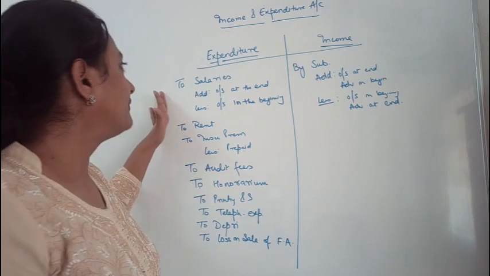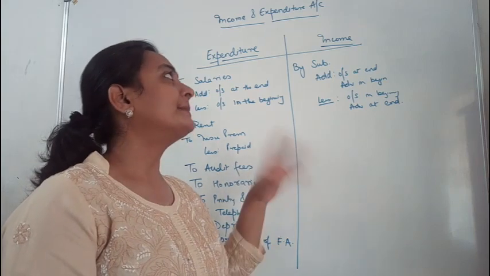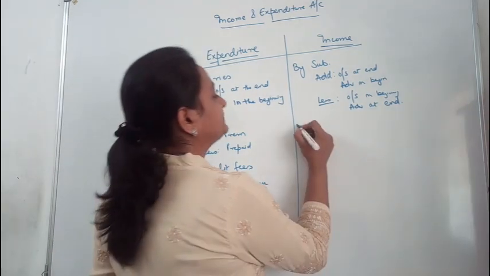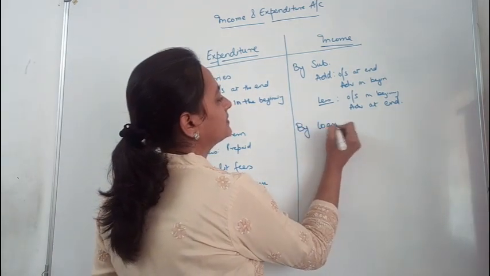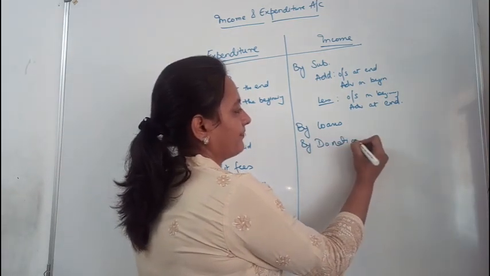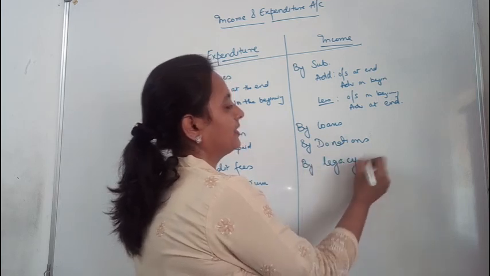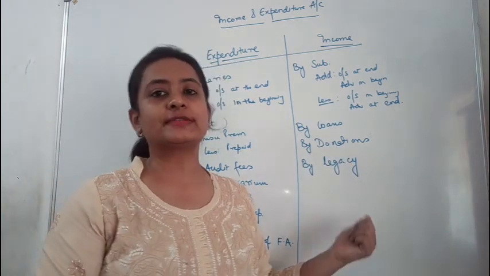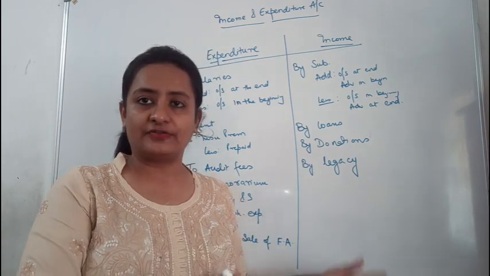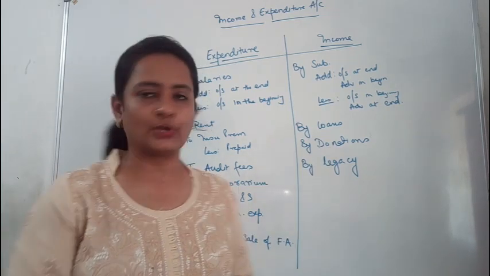Then in the income side, what are the things that we are going to put? In the income side, the main income for an NPO is what? The subscriptions. Then, it could be loans, donations, legacy. In donations, the general donations form a part of the income and expenditure account, while specific donations, I have already explained in the first video, do not form part of the income and expenditure account. We will do this part in detail in the later videos.